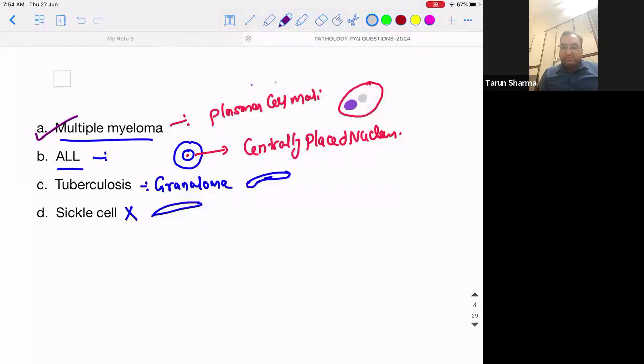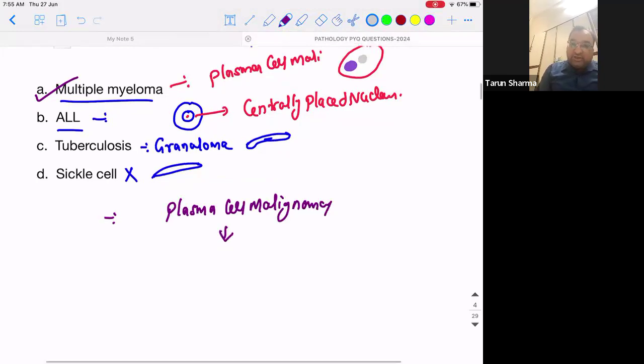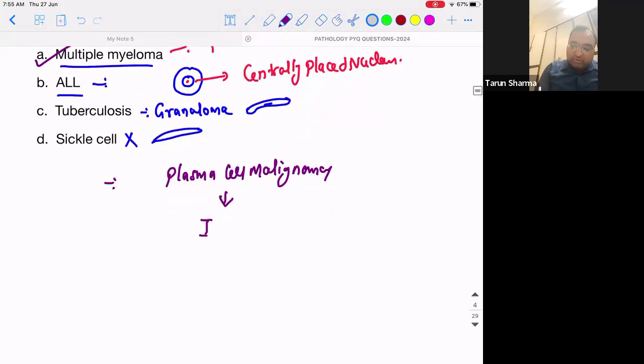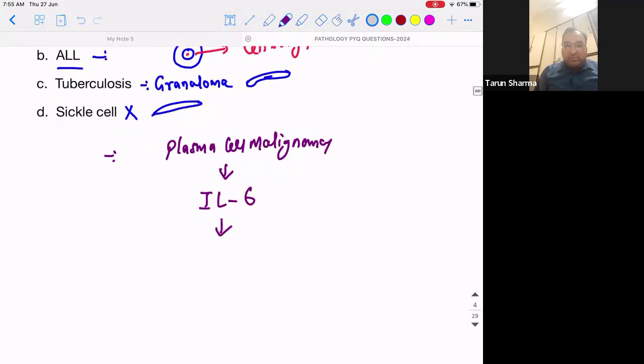Okay, so what is multiple myeloma? It's a plasma cell malignancy. I think it's clear, very important, that a plasma cell malignancy is called multiple myeloma. Which is the most important interleukin of the plasma cells? Because plasma cells are proliferating here. So which is the important interleukin? IL-6. IL-6 will be doing what in this plasma cell pathology? IL-6 can activate the osteoclasts.